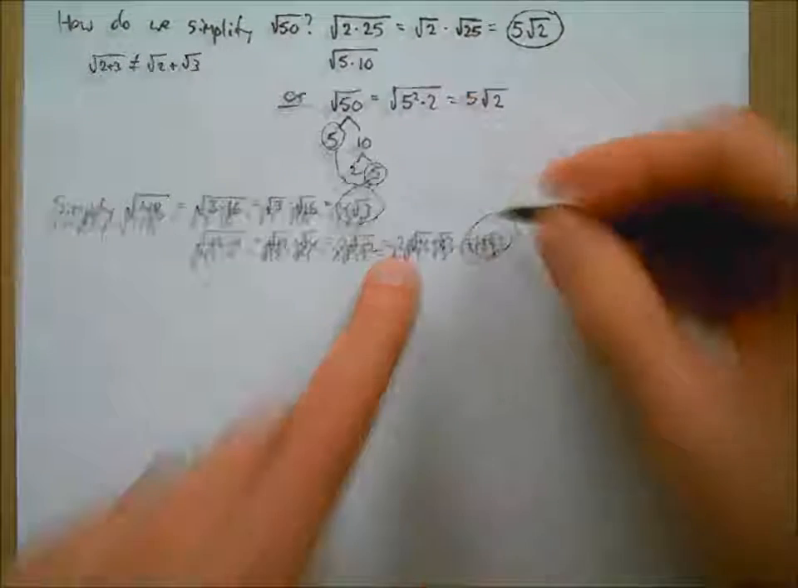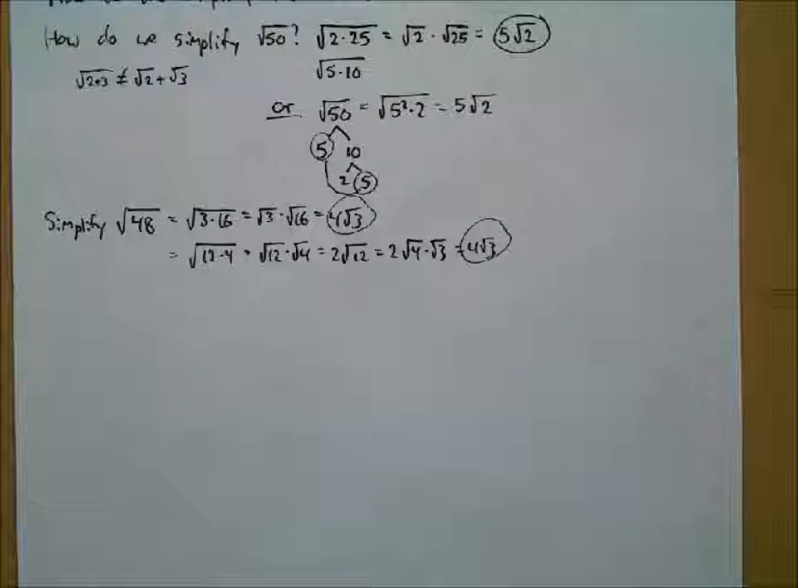Okay? So you can see that you can keep going, keep looking for those perfect squares that divide into your number in the square root until you're done, until you get a prime number there. Okay.